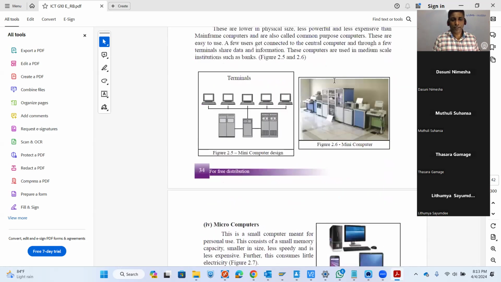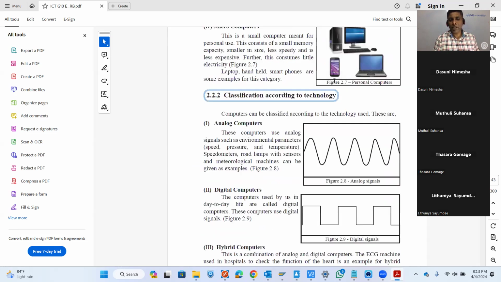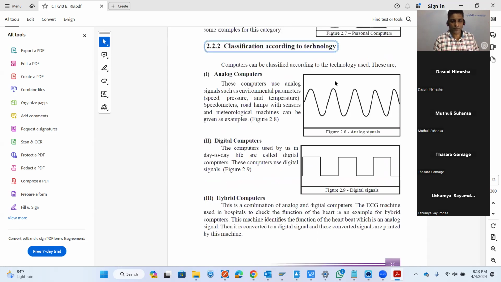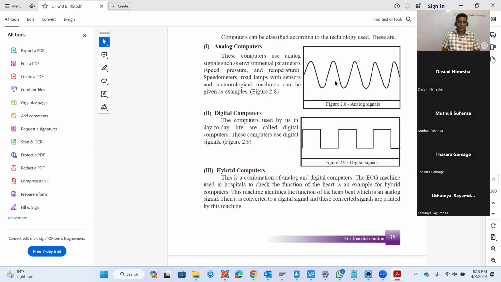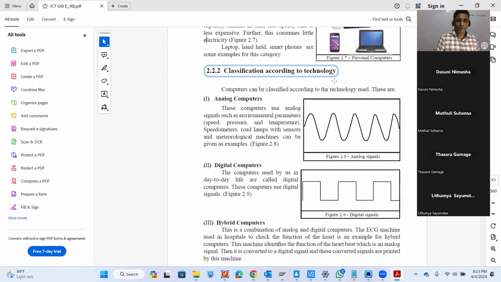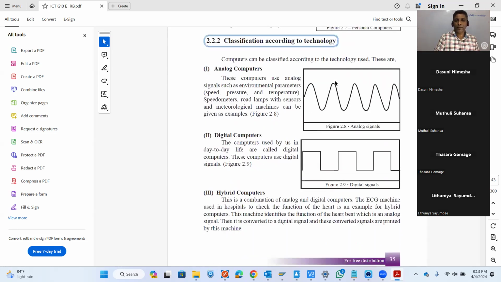Now, the second part, classification according to the technology, right? Basically, we can classify computers according to the technology they use, like analog computers, digital computers, and hybrid computers. Hybrid means it's a combination of analog and digital, right?